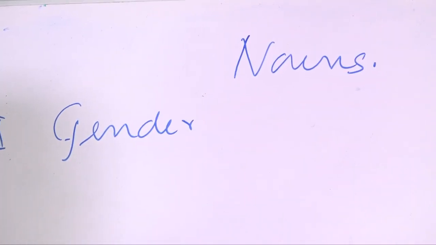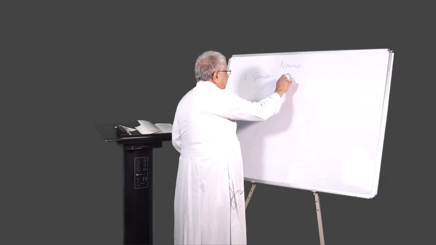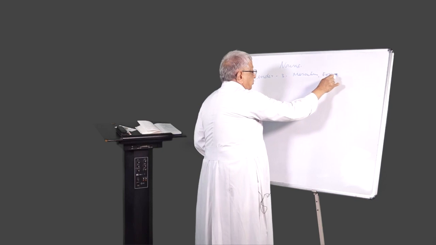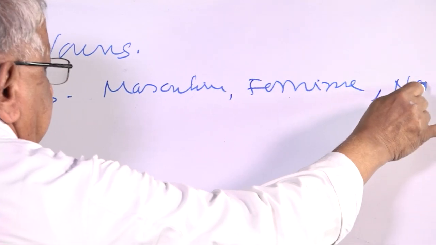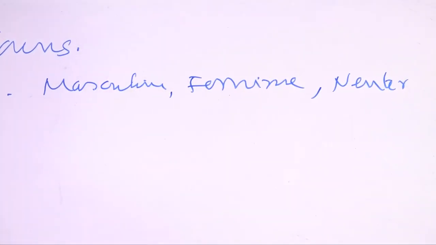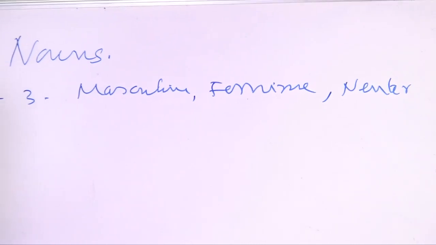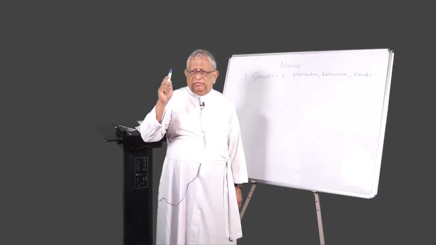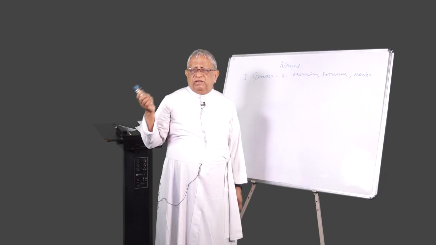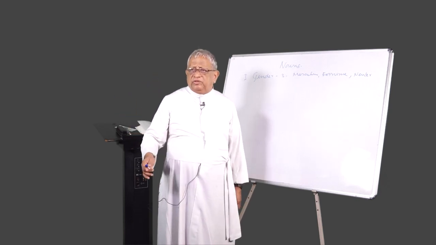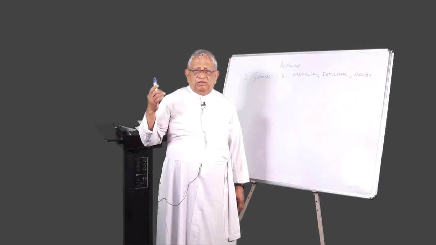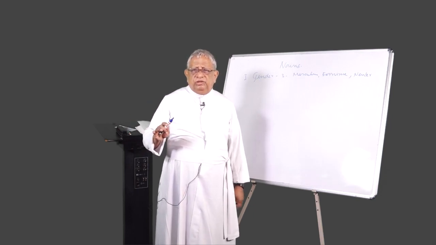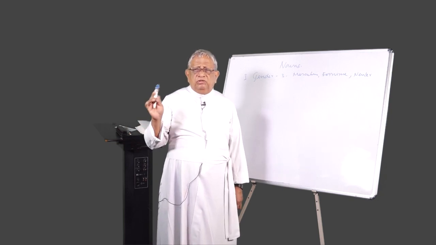Gender, there are three genders: masculine, feminine, and neuter. In the German language, these genders are designated and identified by the definite article. This is very special for German. In English, the definite article is "the," which you use indiscriminately. The house, the houses, the tree, the dog, the cow, everywhere "the" is used indiscriminately and universally, but not in German.